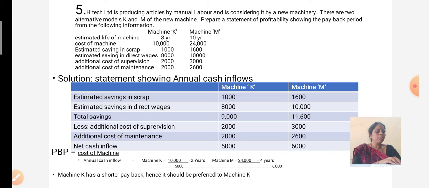Now we calculate the payback period for machine X: cost of the machine divided by net annual cash inflows. What is the cost of the machine in the problem? 10,000. Net cash inflows 5,000. So 2 years. Within 2 years we are going to get back the amount we have invested. Now for machine Y, the cost of the investment is 24,000 divided by cash inflows of 6,000, and we are going to get this back in 4 years. Since the payback period for machine X is 2 years, we prefer machine X because we get back the initial investment at an early stage.